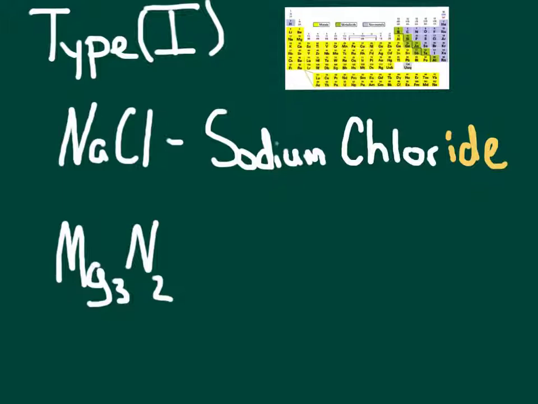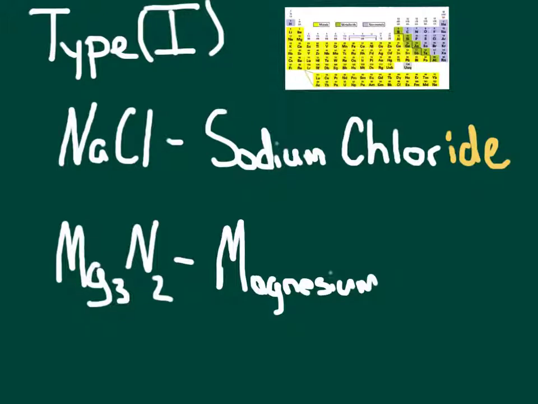Let's take a look at the second one. The second one I have listed here is also a type 1. Magnesium is right next to sodium. It's in group 2. It always has a 2+ charge. Never changes. So when you're writing the name of magnesium, since it's the cation, the positive one, it's written first, and it's just written magnesium. You don't change anything.